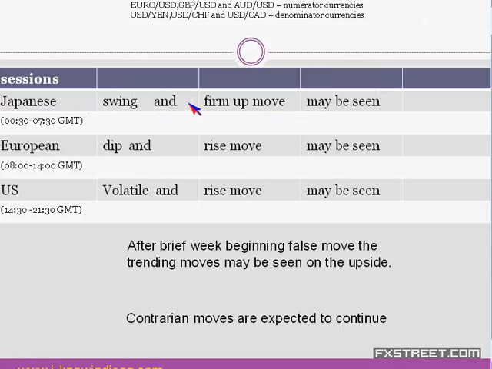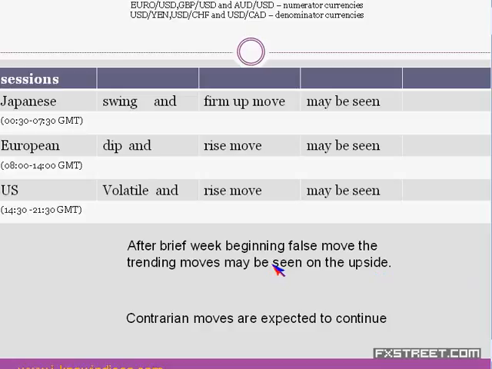So swing and firm up moves are expected. They all pertain to Euro and GBP, the numerator currencies. Swing and firm up during the Japanese session, and a quick dip and a rise are expected during the European session. Then volatile moves to create uncertainty at the start of the US session, and then a rise are the expected moves. The trending move could commence from today on the upside, and you could come across more visible gains in the market this week and also in coming days.